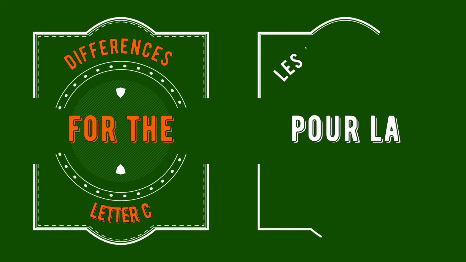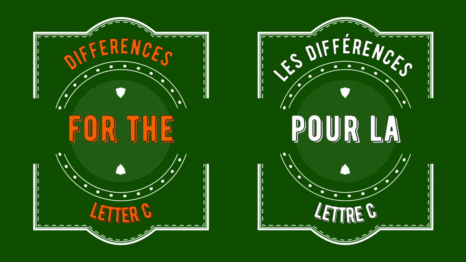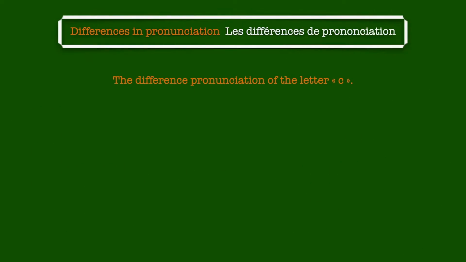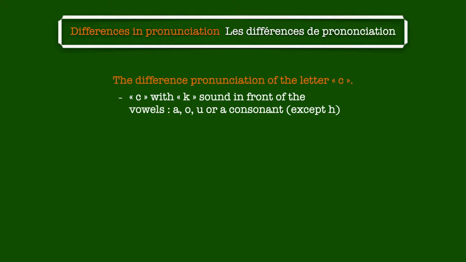Now, let's move on to the letter C to discover the different possible pronunciations for this letter. For this letter, there are two different sounds that we will see right now. The first is the C letter having a K sound in front of three vowels, the A, the O, and the U, but also in front of consonants, except the H letter. You can hear the K sound in those four words. Cadeau, coquille, cumin, accueil.